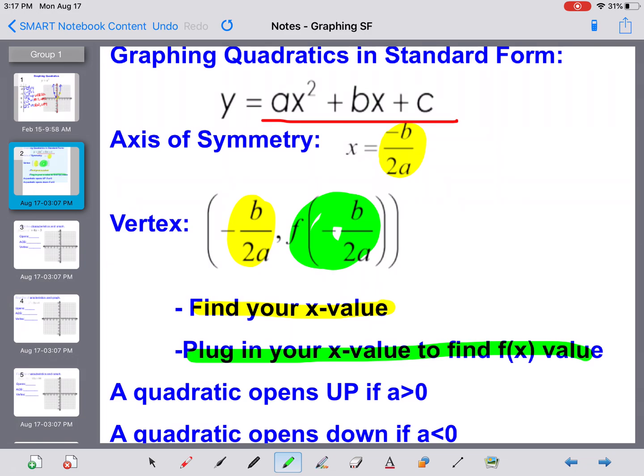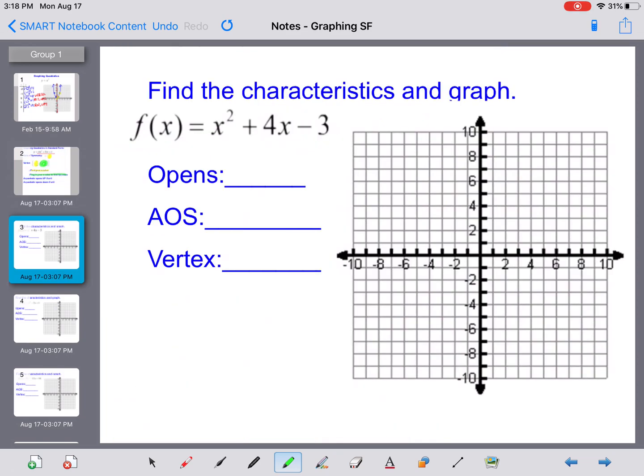And then another piece of information that you'll be asked is if something opens up or down. And that's basically to tell us how to graph something. So if a is greater than 0, then our quadratic opens up. If a is less than 0, then it's going to open down. So we're going to do a few examples of this to kind of explain what we're talking about.